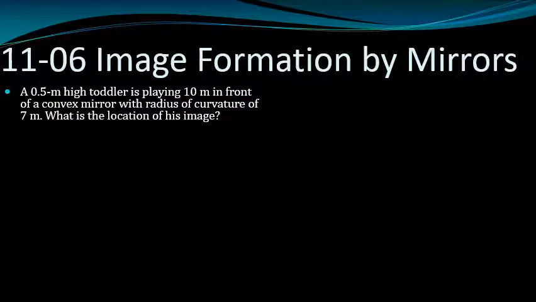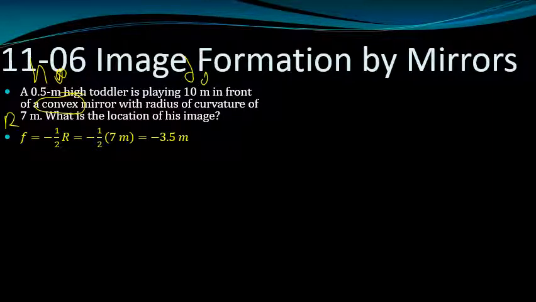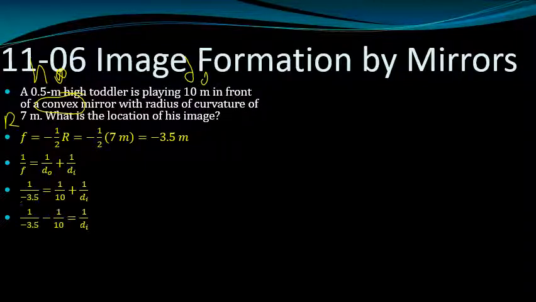Let's do the same problem, only now it's a convex mirror. So we have our object height, our object distance, and our radius of curvature. Start by finding F. Since it's convex, though, it'll be negative. So it'll be negative 3.5. Put that in the mirror equation. 1 over F equals 1 over DO plus 1 over DI. Subtract the 1 over 10. Run it through the calculator, take the reciprocal, image distance is negative 2.59.